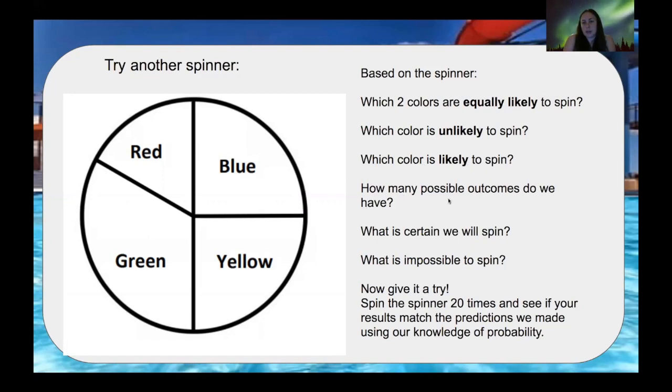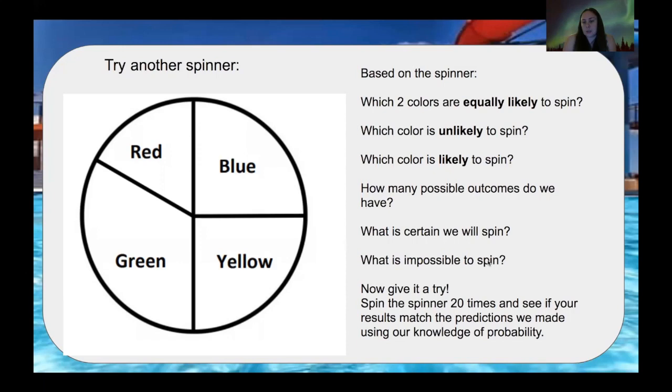How many possible outcomes do we have? Well, we have red, blue, yellow, and green, so we have 4 possible outcomes. What is certain we will spin? Well, it is certain we will spin a color. It's also certain we will spin a word that has the letter E in it. So there are 2 different options we could use.